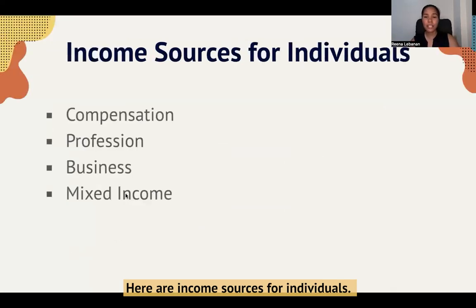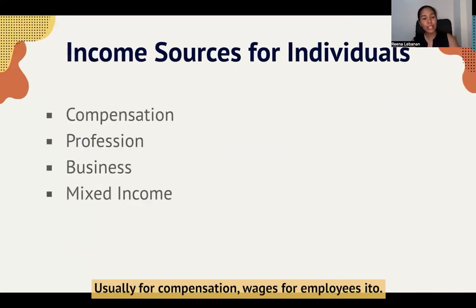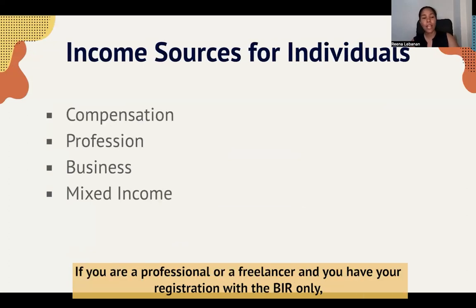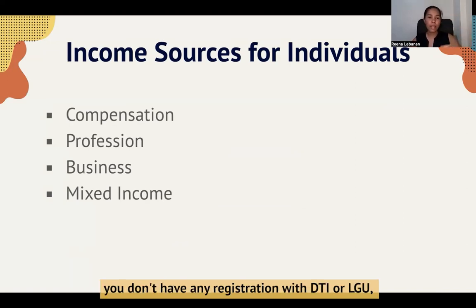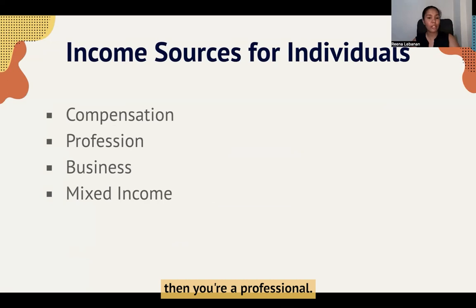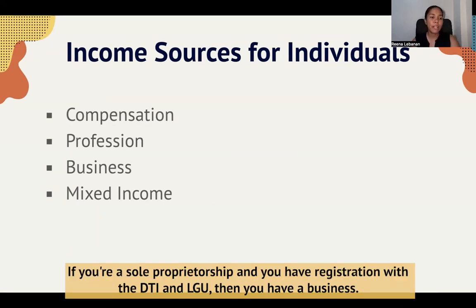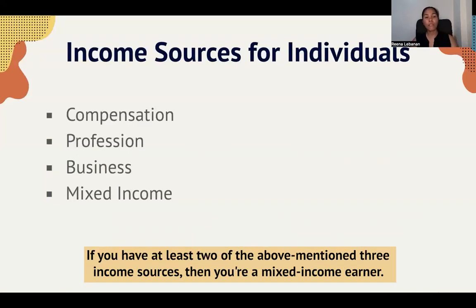Here are income sources for individuals. Usually for compensation, wages for employees, ito. If you are a professional or a freelancer and you have your registration with the BIR only, you don't have any registration with DTI or LGU, then you're a professional. If you are a sole proprietorship and you have registration with the DTI and LGU, then you have a business. If you have at least two of the above mentioned three income sources, then you're a mixed income earner.